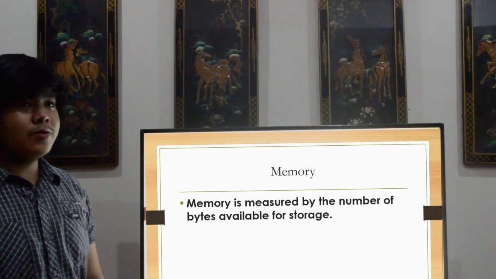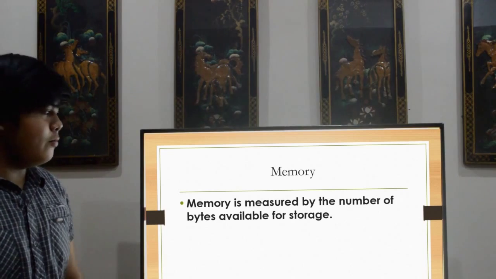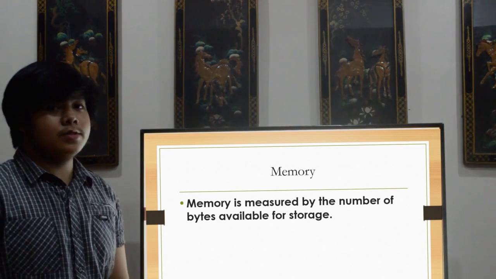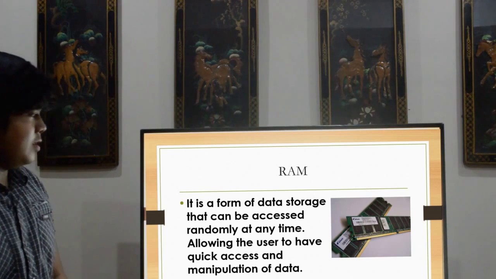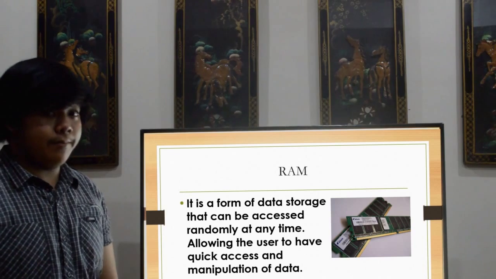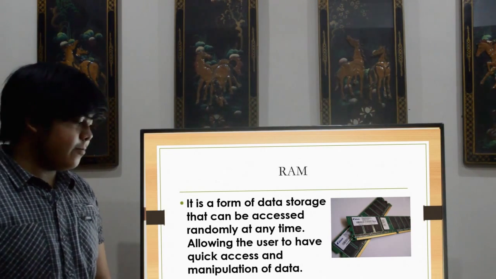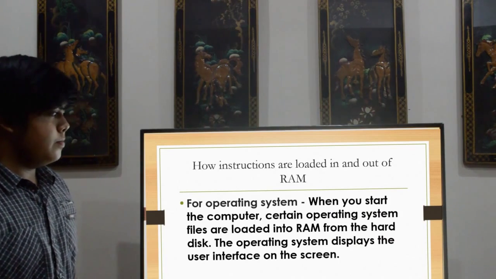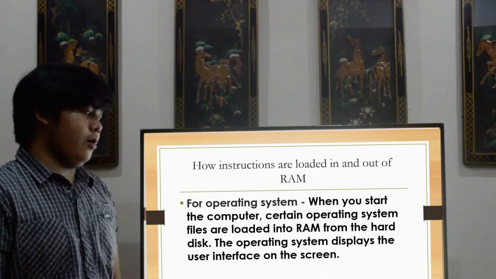Hi, now we'll talk about memory, ROM, and RAM. Memory is measured by the number of bytes available in the storage. RAM is a form of data storage that can be accessed randomly at any time, allowing the user to have quick access and manipulation of data.